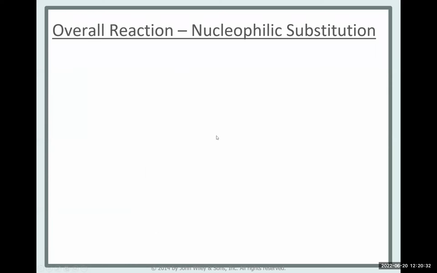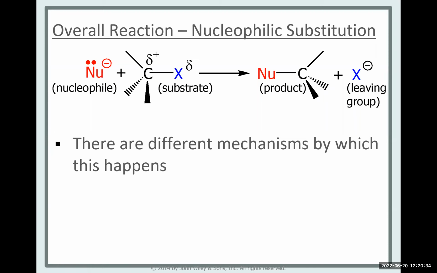We already talked about the Lewis acid space. There are two different mechanisms by which this happens. One is all in one step, and this is called an Sn2 reaction. I know that that is stupid. It happens in one step, it's called an Sn2. One step is an Sn2.